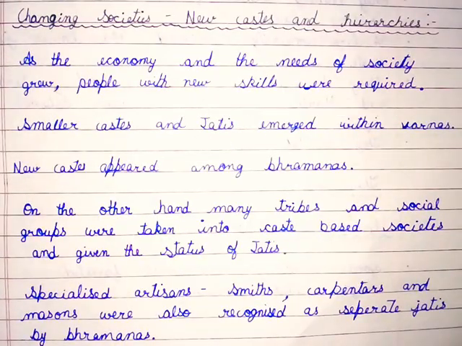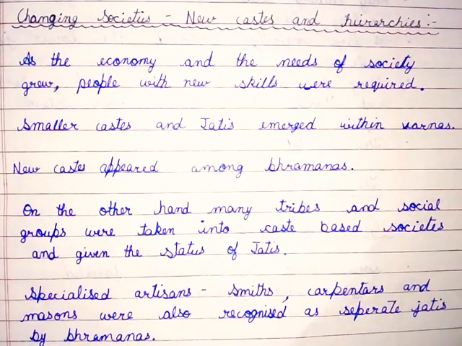Changing societies, new castes and hierarchies. As the economy and the needs of society grew, people with new skills were required. Smaller castes and jatis emerged within varnas. New castes appeared among Brahmanas. On the other hand, many tribes and social groups were taken into caste-based societies and given the status of jatis. Specialized artisans, smiths, carpenters and masons were also recognized as separate jatis by Brahmanas.